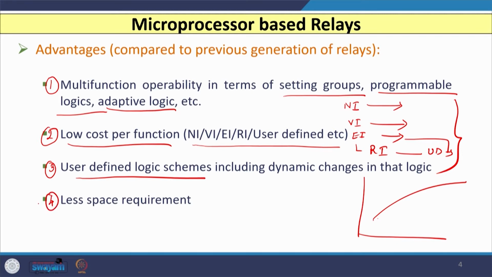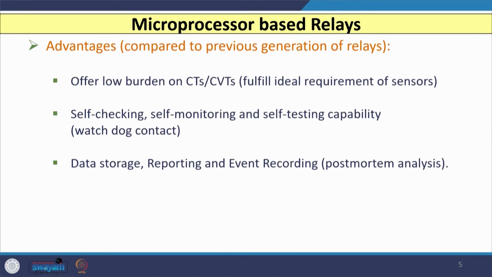The next advantage of microprocessor based relay is that it requires less space compared to the previous two generations of relays. So, if you install such type of relay in a utility where you have limited space, because you have to accommodate a number of relays in one panel, I think microprocessor based relay is a better choice compared to the previous two generations of relays.